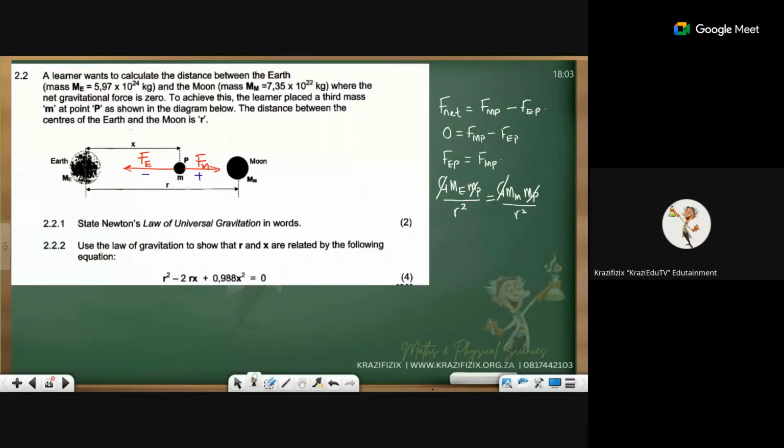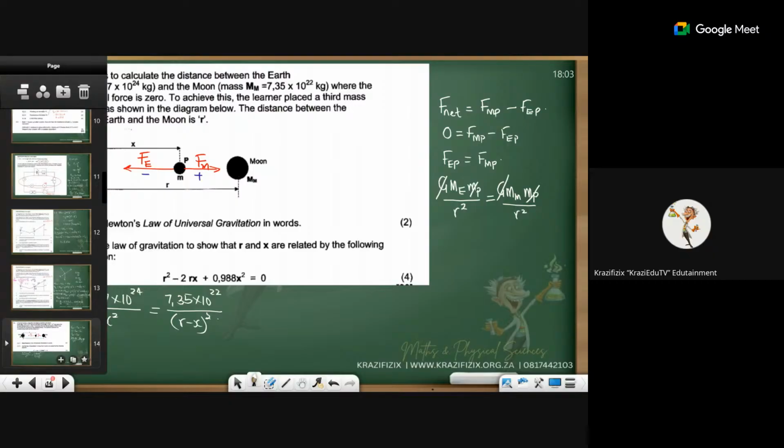Okay, mass of the Earth 5.97. You can see the way I was looking at that. Guys, what's wrong with you? Over R squared. Now, the distance here is the question. What is our R? We are looking at the Earth and the P, x squared. Is that fine? Equals to mass of the Moon, 7.35 times 10 to the power 22. Now, what is the distance here? R minus x, all squared. Let's do the maths now.